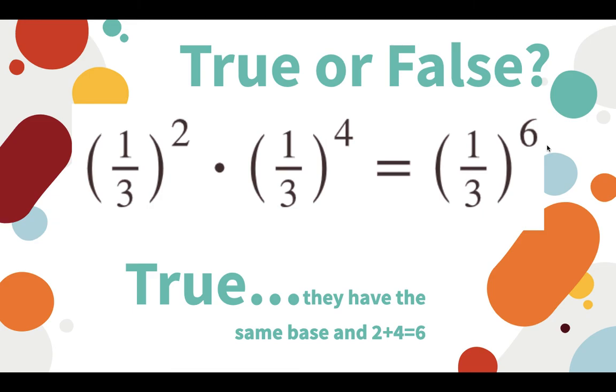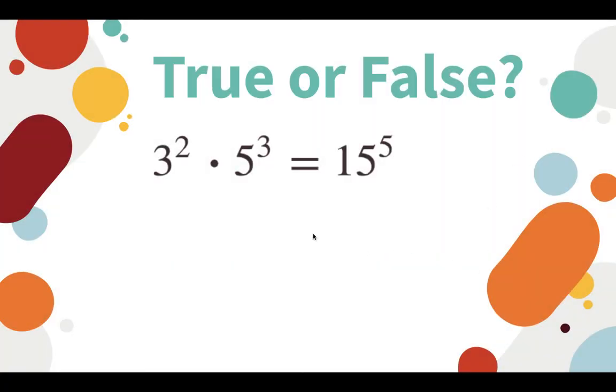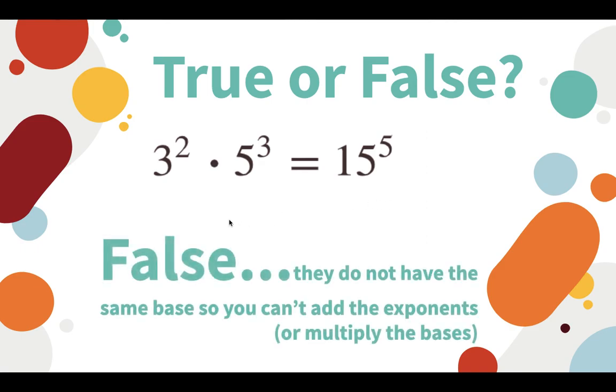Let's try another one. If we have 3 to the second power times 5 to the third power equals 15 to the fifth power, is that true or false? I hope you said false. There's a couple of reasons. They do not have the same base: one's a 3, one's a 5. They would have to be exactly the same. So you can't add the exponents, or you can't multiply the exponents either.